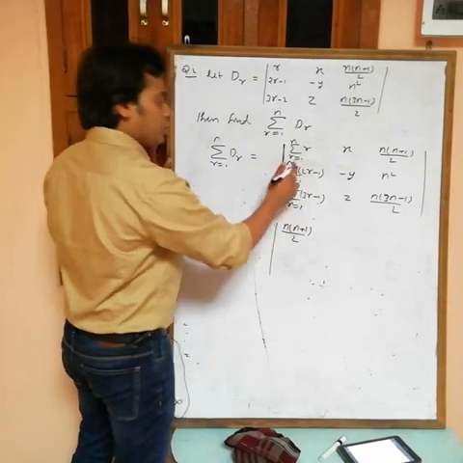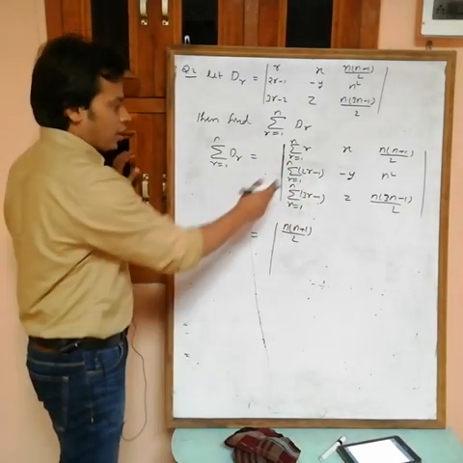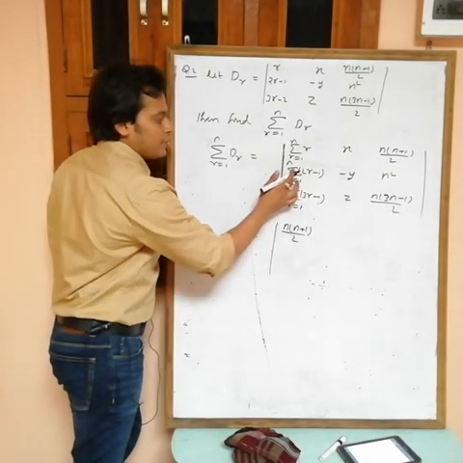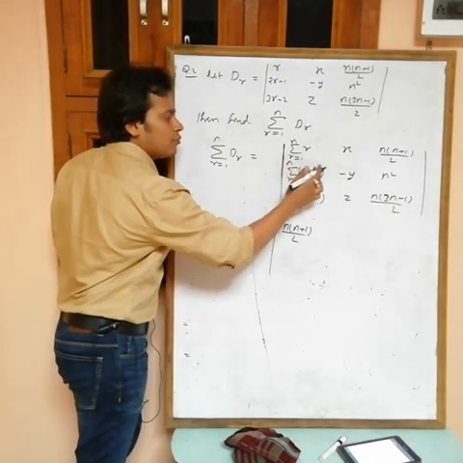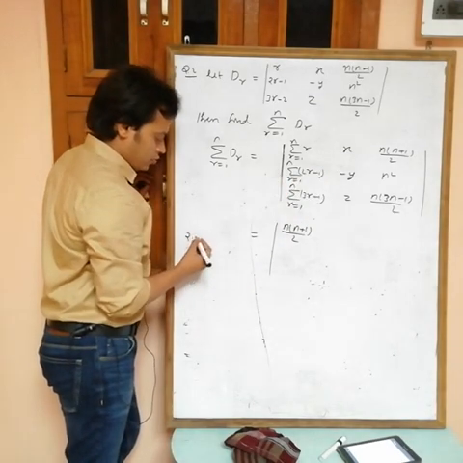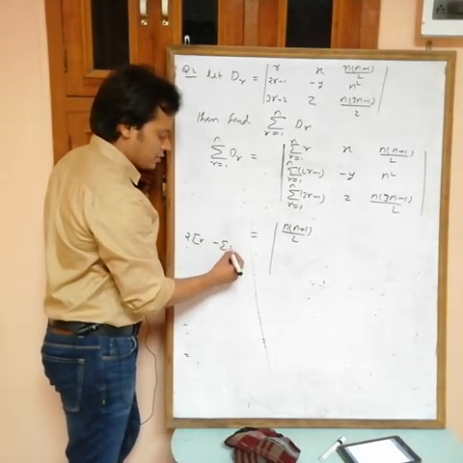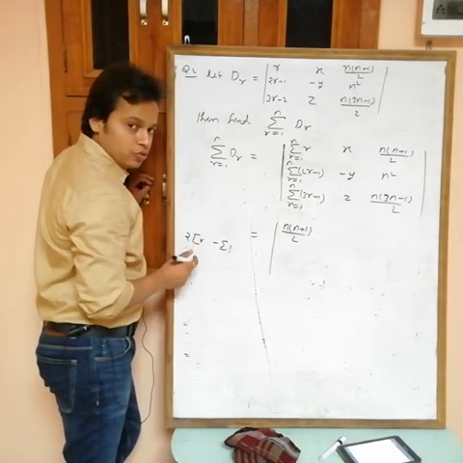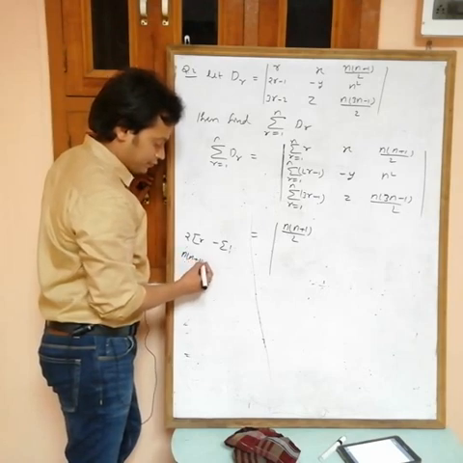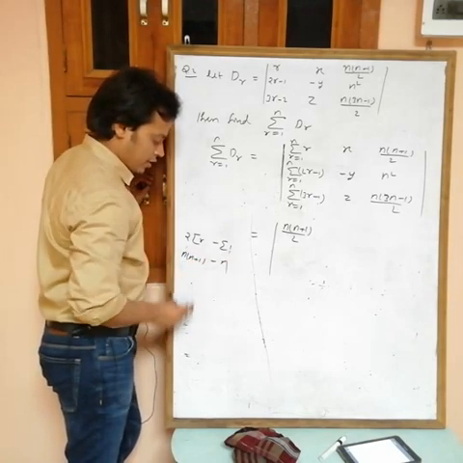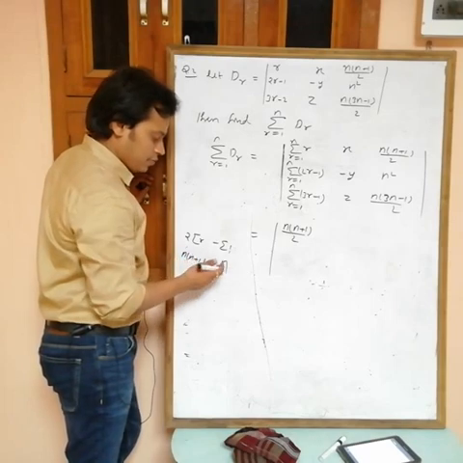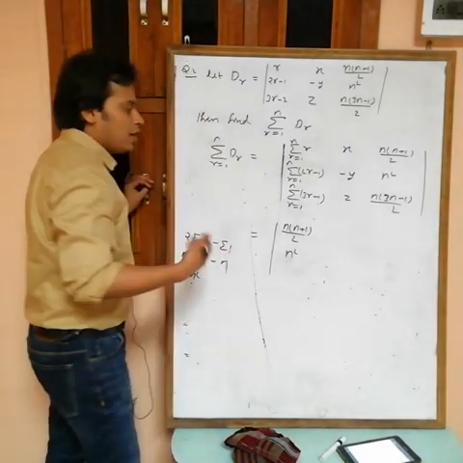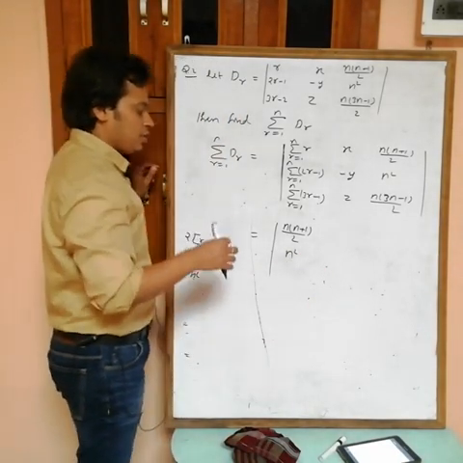Now sigma of 2r minus 1. You can write this as sigma of 2r minus sigma of 1. So 2 into sigma r, minus sigma 1. Sigma r is n into n plus 1 by 2, the 2 cancels out, giving n into n plus 1. And minus sigma 1 is minus n, so n square plus n minus n cancels out, and you will get n square.